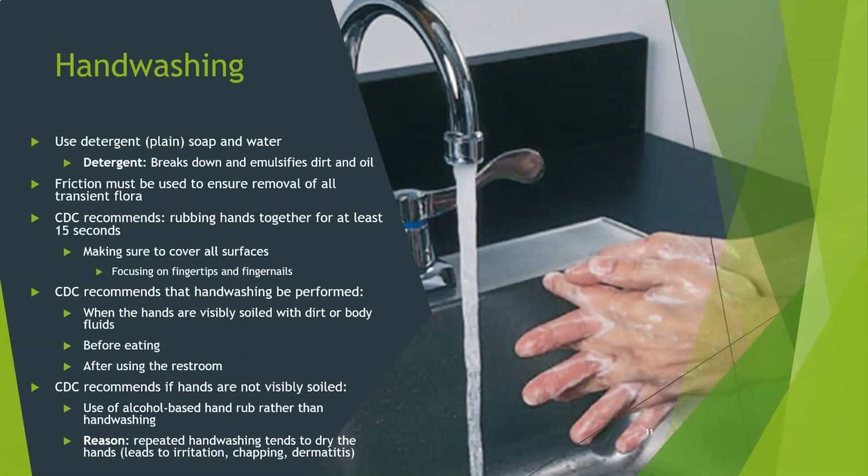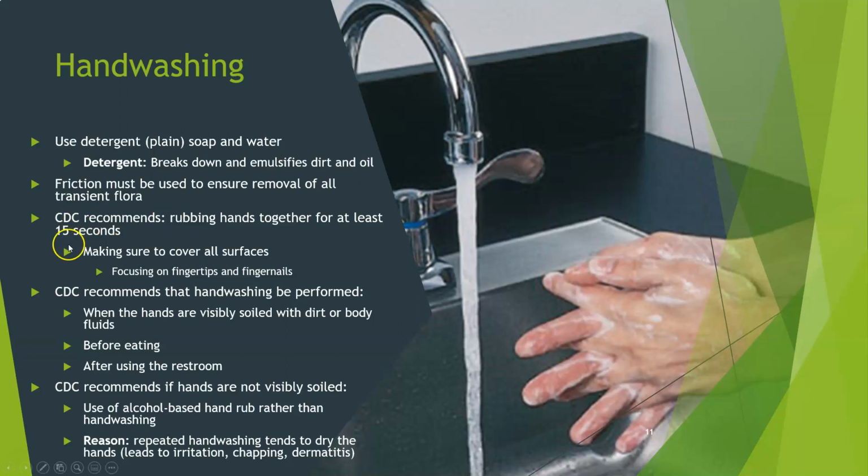So when we look at hand washing, you will go specifically through this in lab, but just normal hand washing with soap and water is usually good enough for removing that transient flora. The detergent really breaks down and emulsifies that dirt and oil, which will allow you to wash that transient flora off of your hands. But the biggest thing, right, is the friction, to make sure that you are removing that mild attachment of the transient flora to your hands. And so that's where the necessary requirements come into play for how long you wash your hands.